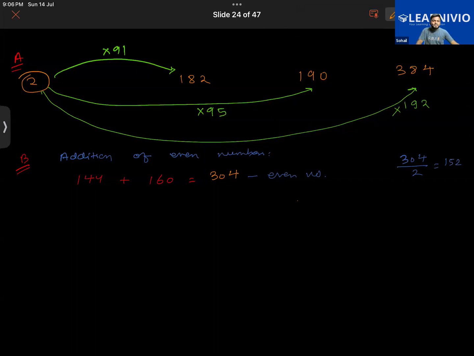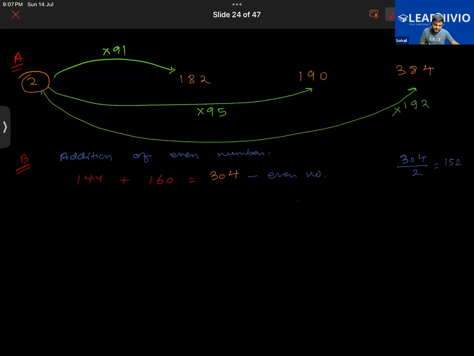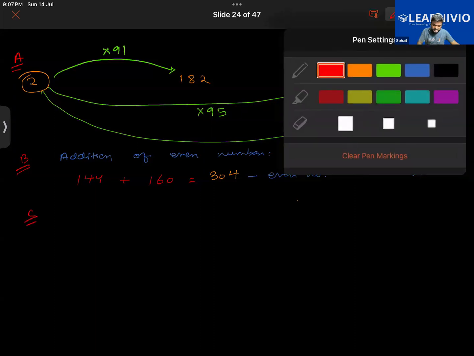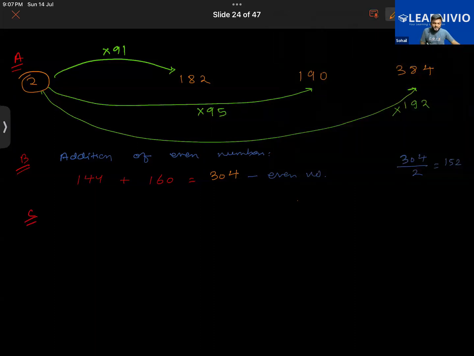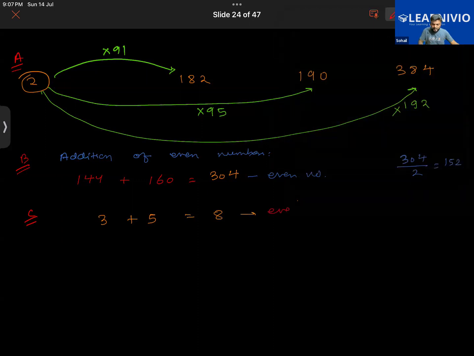Now do tell me what if I were to have two odd numbers? Another property says that if you were to have two odd numbers, say for example, you have 3 and 5, both of them are odd numbers, isn't it? So when you add them, you'd be getting the number 8. But 8 is an even number, right? Or we can take examples of other odd numbers also.